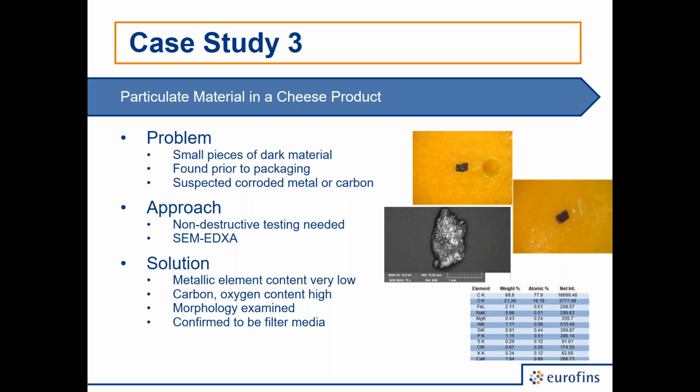But if they didn't have that subject match material, we could have done something like Raman analysis and confirmed whether it was a graphitic carbon that may have come from a lubricant on a machine, or whether it was amorphous carbon, which is consistent with a filter media or charcoal or something burnt.